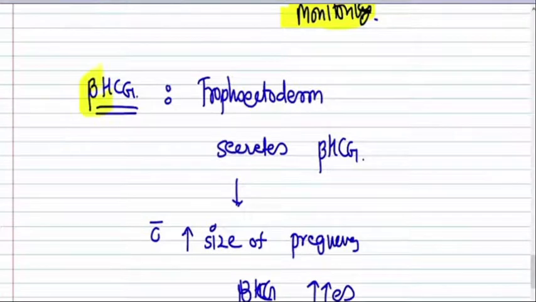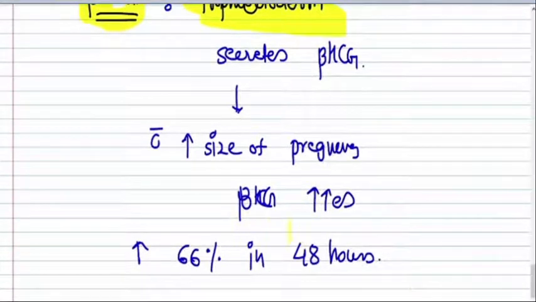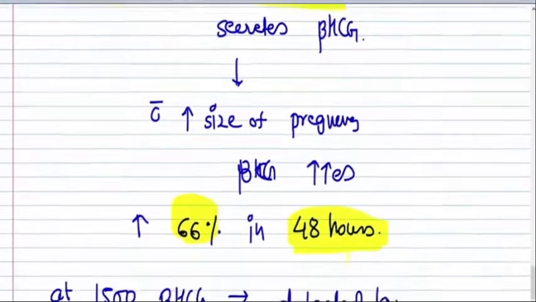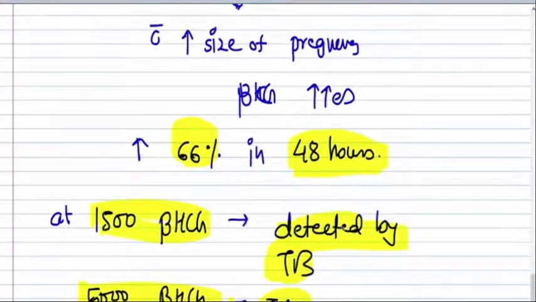Now let's discuss something about beta HCG. Beta HCG is a hormone that's secreted by the trophoectoderm. Beta HCG increases 66% every 48 hours in successful pregnancies. At a beta HCG value of 1500, you must identify a pregnancy on transvaginal ultrasound, and at a value of 5000, you must find the pregnancy on transabdominal ultrasound. So serial beta HCG values are also very important in diagnosing and treating ectopic pregnancy.